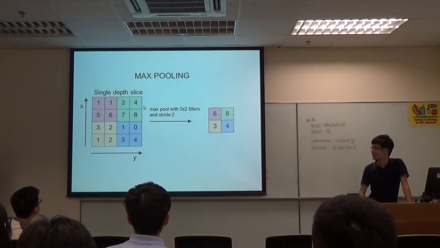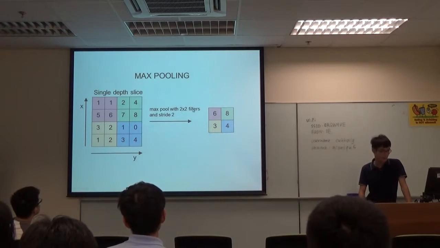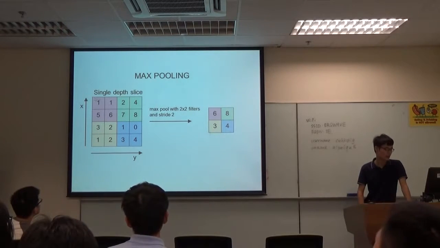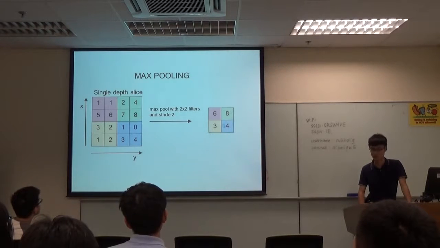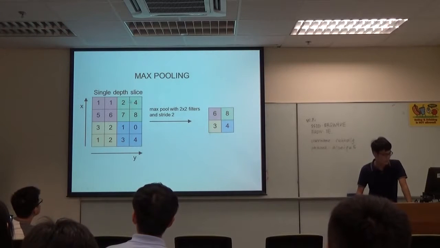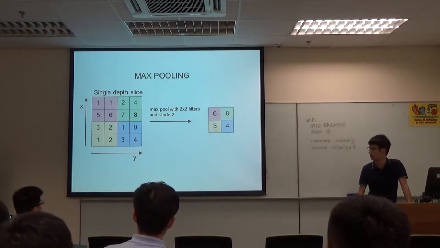The operation is very simple. For example, if we use 2 by 2 filters and the input is a 4 by 4 image, we can get a 2 by 2 image. Because this is max pooling, we find the max value of this, which is 6. And we find the next one, the max value of this is 8. So we can get this.